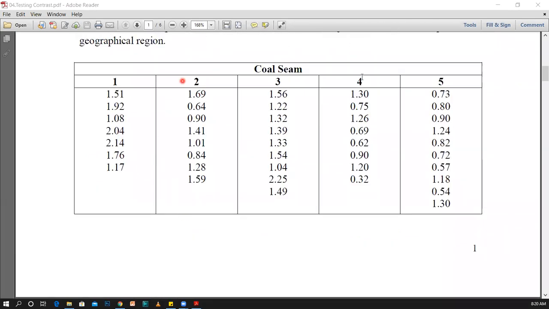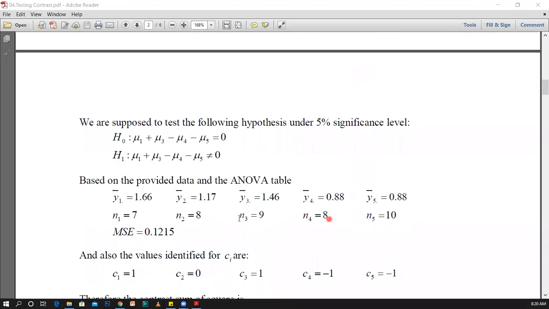Using this table, you can identify the values of each treatment mean. The treatment means are identified as 1.66, 1.17, 1.46, 0.4, and for the fifth, again 0.88. And the sample sizes of each population are identified as 7, 8, 9, 8, and 10.